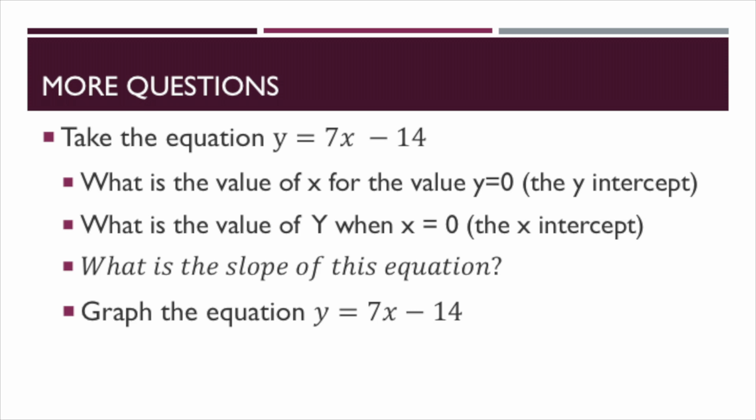Okay, so now let's do something a little more complicated. Let's take the equation y equals 7x minus 14. So what is the value of x for the value y equals 0? This is going to be called the y-intercept. When y is 0, what is x? Now, what is the value of y when x equals 0? This is called the x-intercept. Then, what is the slope of the equation? And then ultimately graph the equation y equals 7x minus 14.